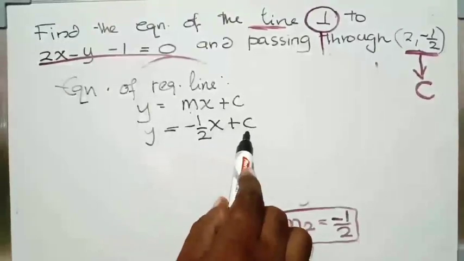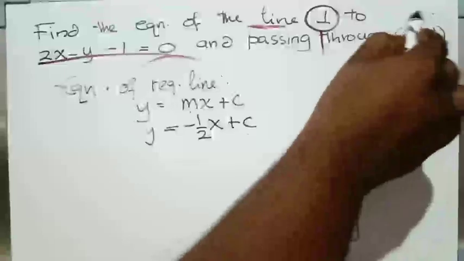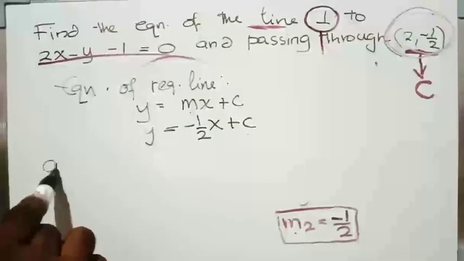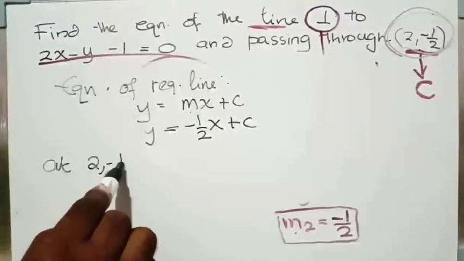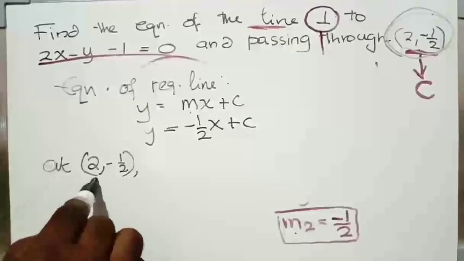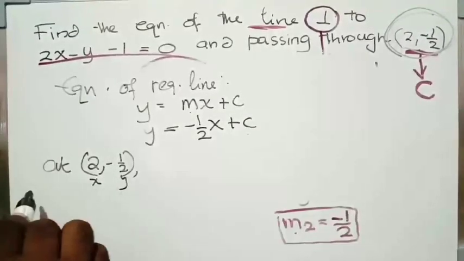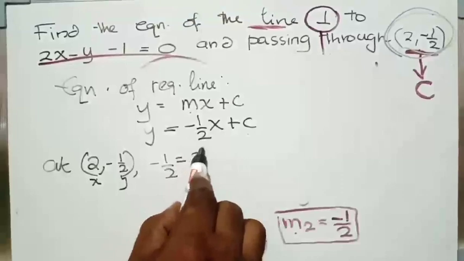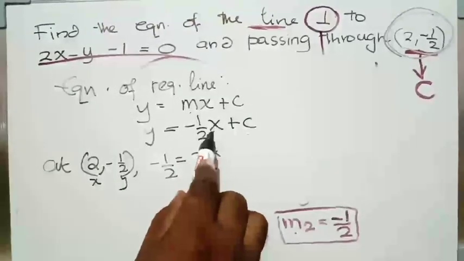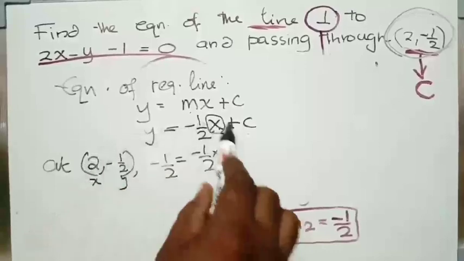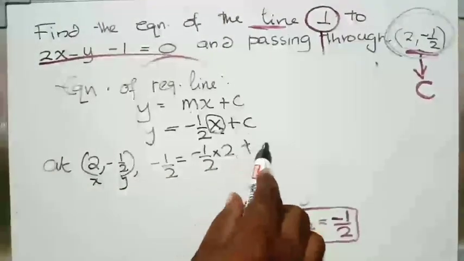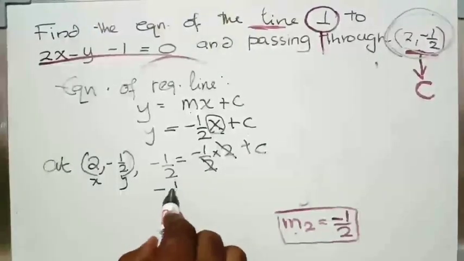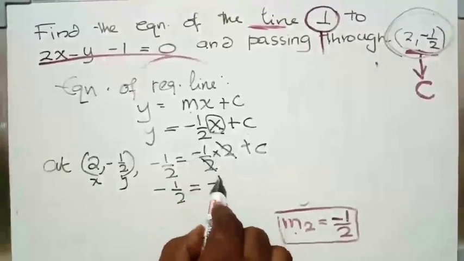Now to find the value of c, we make use of this one. Okay, so at 2, minus 1 by 2, that means x is 2 and y is minus 1 by 2, we get minus 1 by 2 is equal to, here we have minus 1 by 2 times x. As you know, x is 2, replace x as 2, plus c. This 2 and 2 get cancelled. So we get minus 1 by 2 is equal to minus 1 plus c.